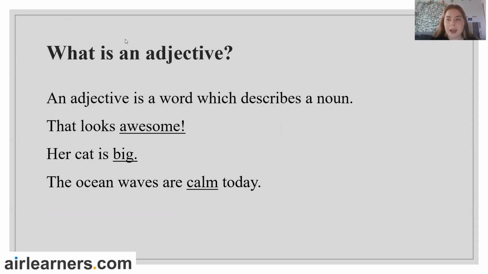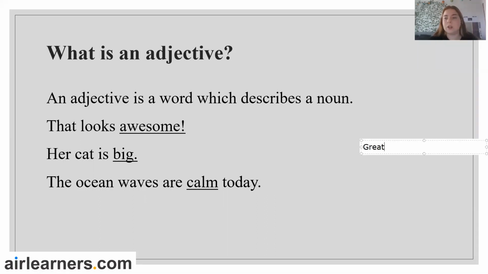So what is an adjective? An adjective is a word which describes a noun. That looks awesome. Her cat is big. The ocean waves are calm today. So our adjectives in these sentences are the words that are underlined. And this is important because you might get a question that asks, which of the following sentences has an adjective in it? And you're going to have to identify the adjective in the sentences. So it's really important to have some good examples of what an adjective is. So let's come up with some.